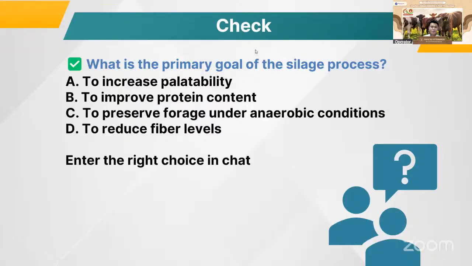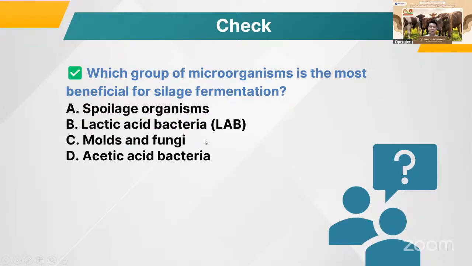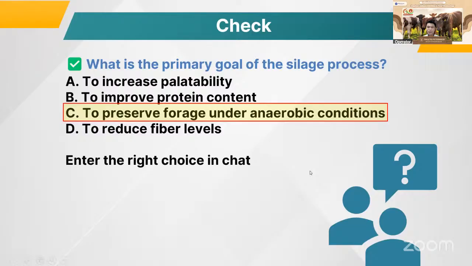Yes, almost everyone answered C. This question asks about the main objective of the silage process, but others like A, B, and D might be considered secondary goals. The primary goal of the silage process is to preserve forage under anaerobic conditions. C, right? Yes, everyone is correct.